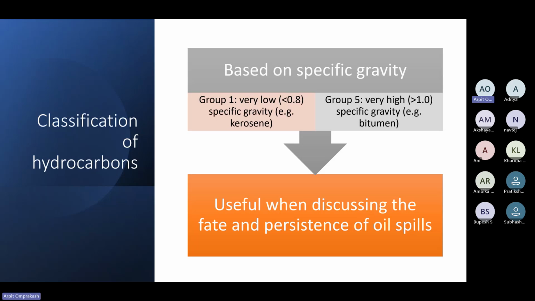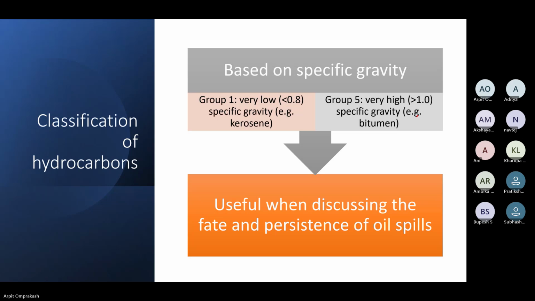Then how do we classify hydrocarbons? Based on their specific gravity, they're divided into two groups. Group one has very low specific gravity, such as kerosene. These group one hydrocarbons basically float on water because their specific gravity is less than one. And group five has very high specific gravity, generally greater than or equal to one.